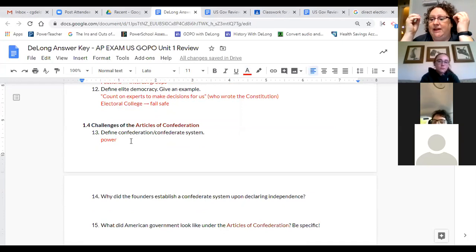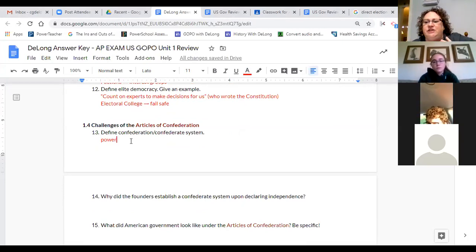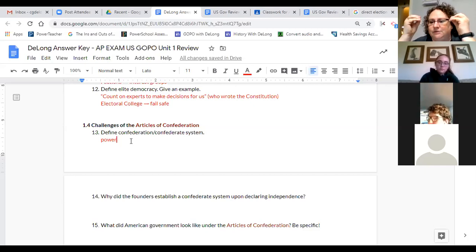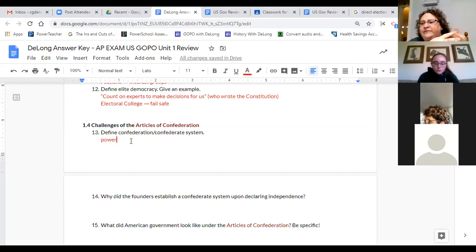So let's think about this. In any type of system, we have unitary, federal, and confederal. Those are our three types. In all of these, it's about how power is divided between your state and your national government. So for DC versus the 50 states, how is power divided? In a unitary system, power is centralized. The UK is a unitary state. They are centralized in London, and they decide for the entire country.